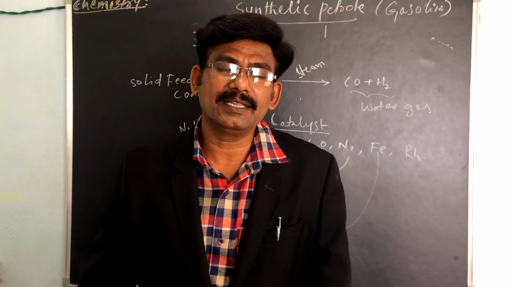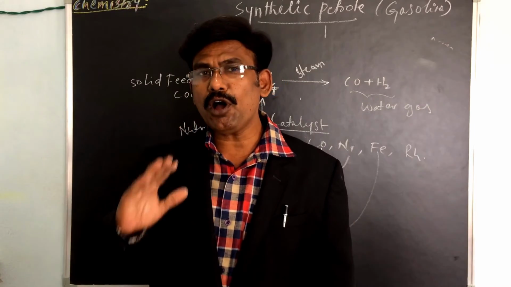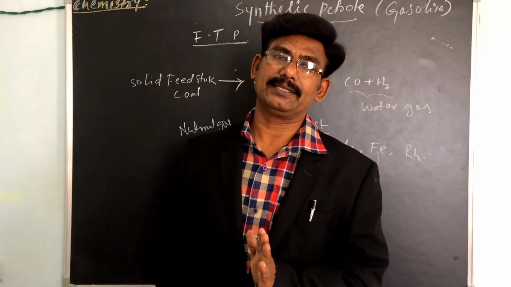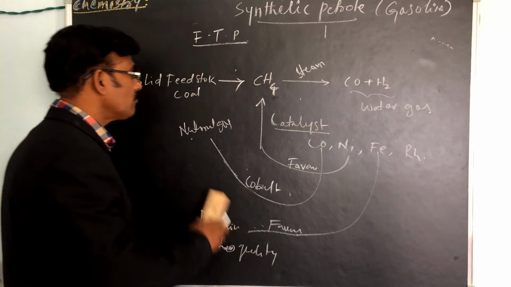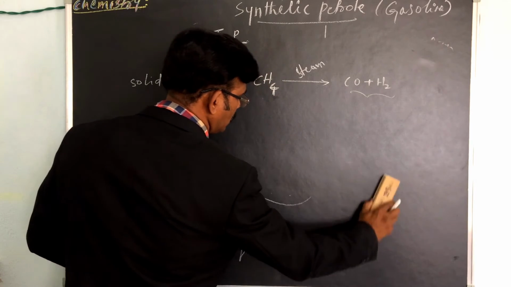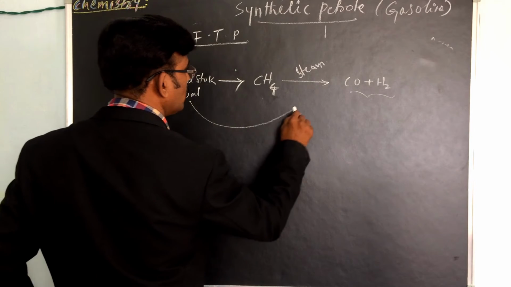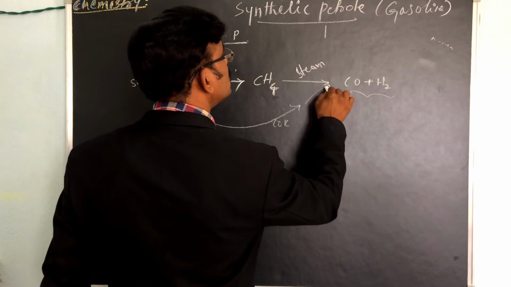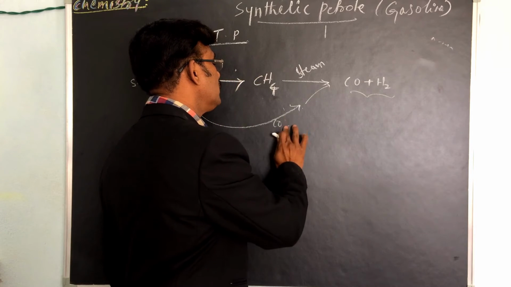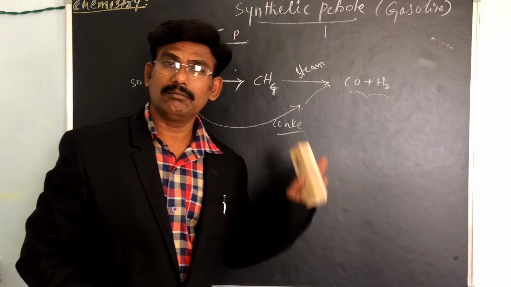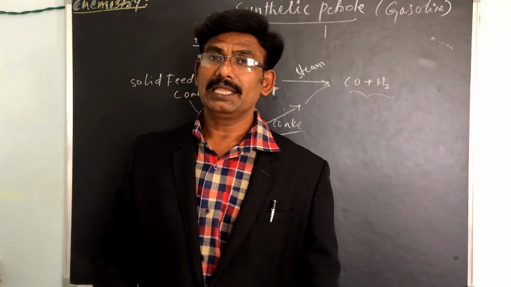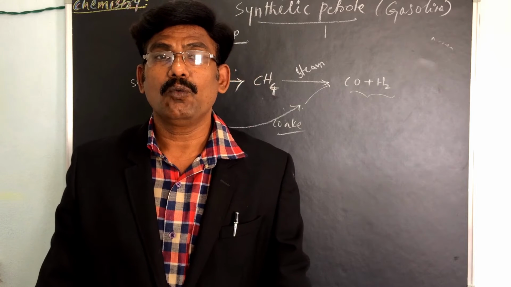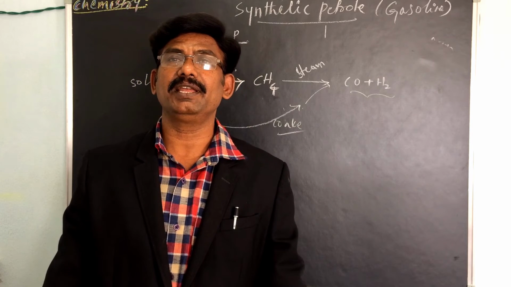In this process, what are we using? The coal to coke, then coke with steam to water gas. Coal to coke, then steam to carbon monoxide. This is the formation of water gas. From the water gas, the scientists developed hydrocarbons. That is very, very important in our lesson.